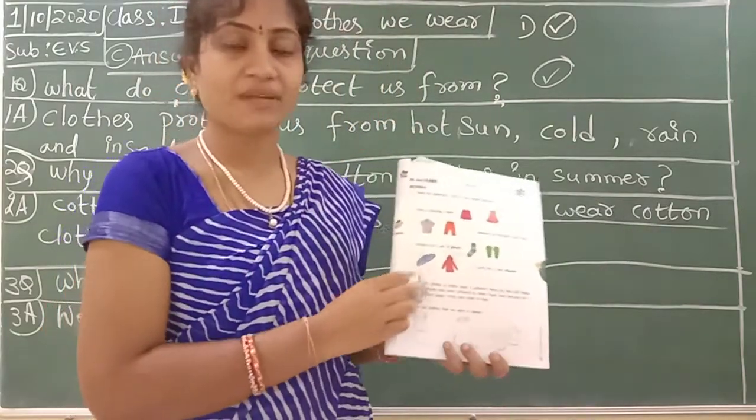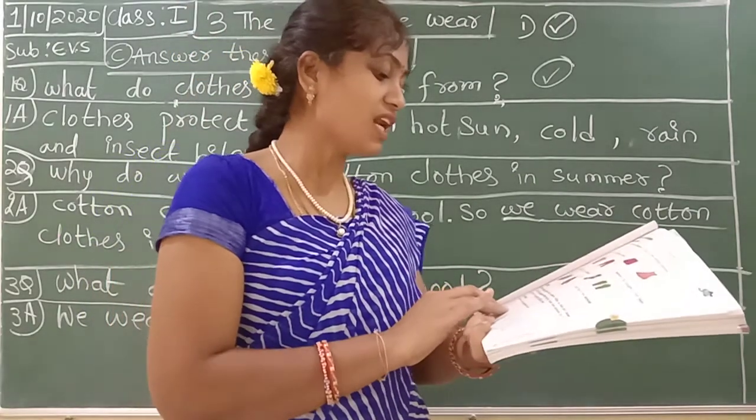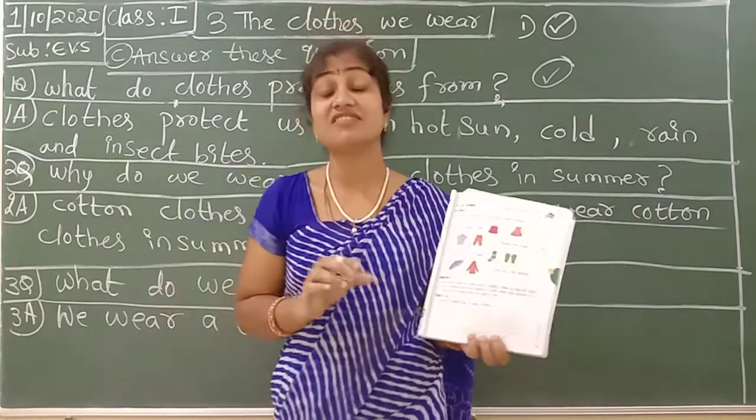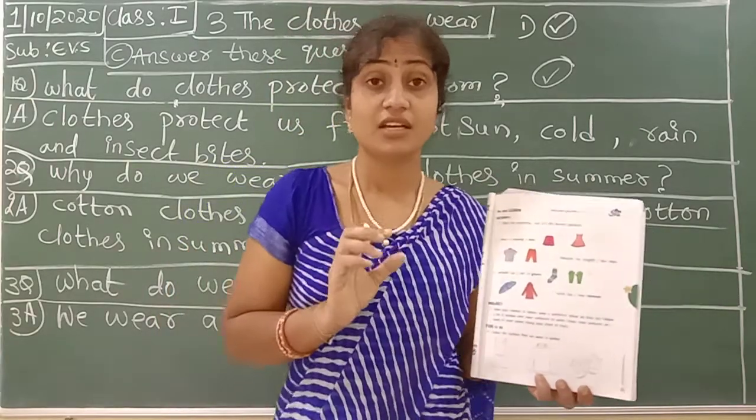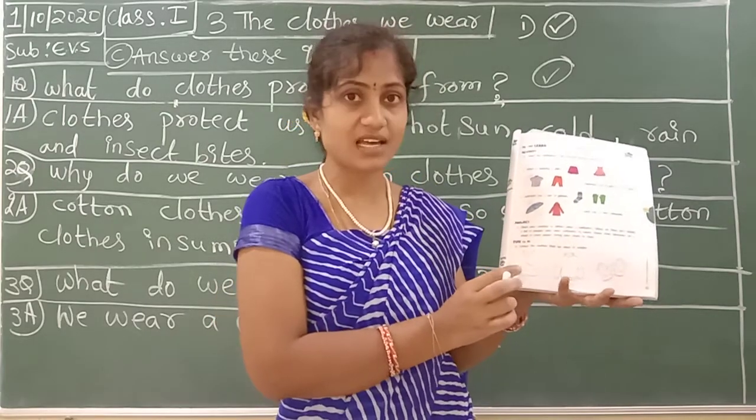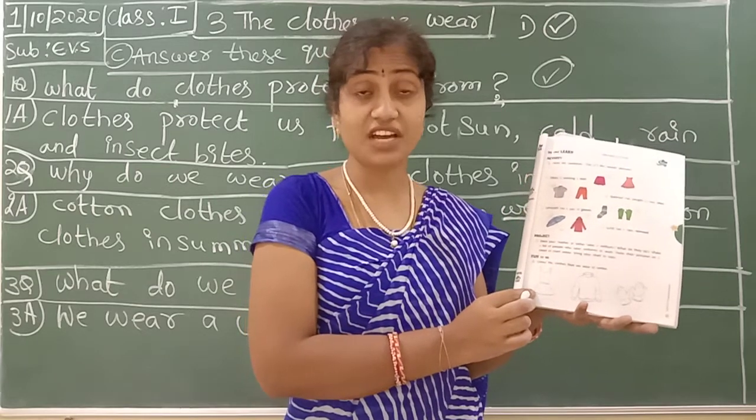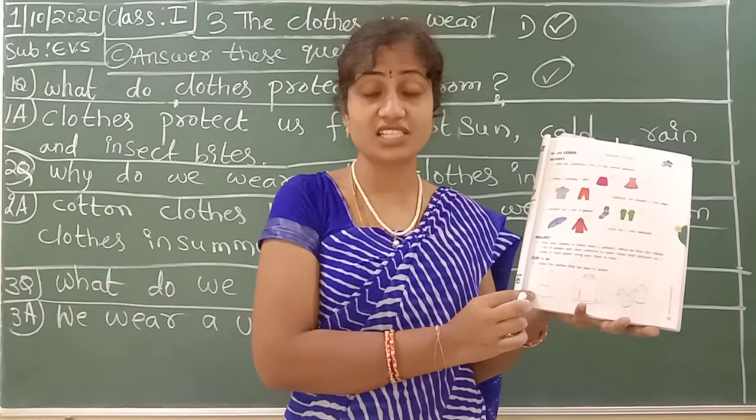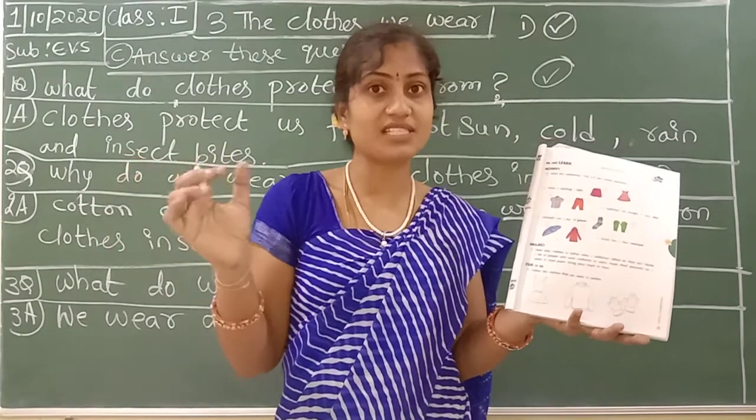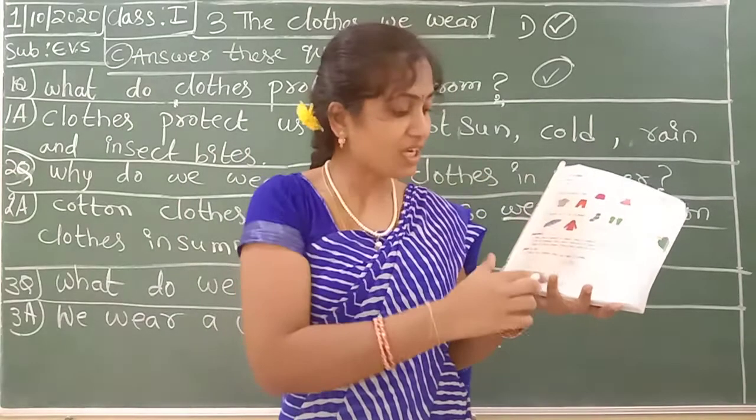Understand children? Very easy. Next, fun to do. Color the clothes what we wear in winter. Winter season, which type of clothes we are wearing? You have to color it. See children, what is this? This is a sleeveless frock. Okay, sleeveless frocks. When we are wearing sleeveless frocks, the weather is very hot, means in summer season only we are wearing sleeveless dresses.